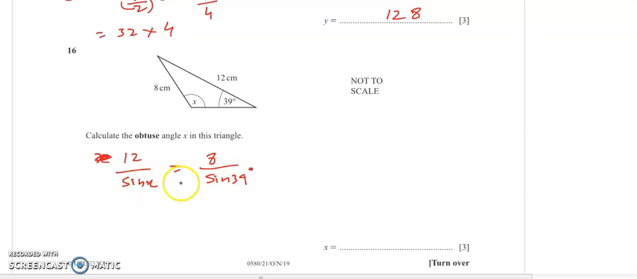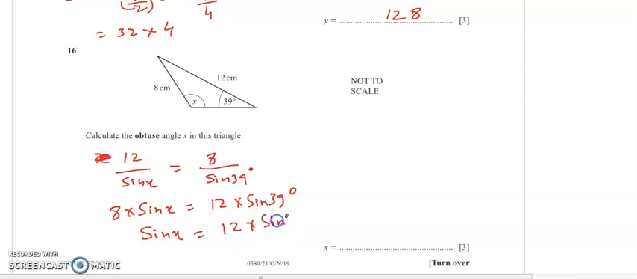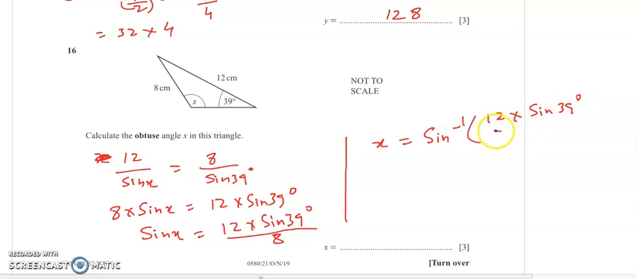So as I have to find sine x, by doing cross multiplication, we will get 8 times sine x will be equal to 12 into sine 39 degree. And from here sine x will be equal to 12 into sine 39 over 8. And to get x will be sine inverse 12 into sine 39 degree over 8. Now using your calculator, that value will be an acute angle, because always when we use the calculator, the value given will be acute value for the angle. After that, we will subtract it from 180 to get the obtuse angle for the triangle.